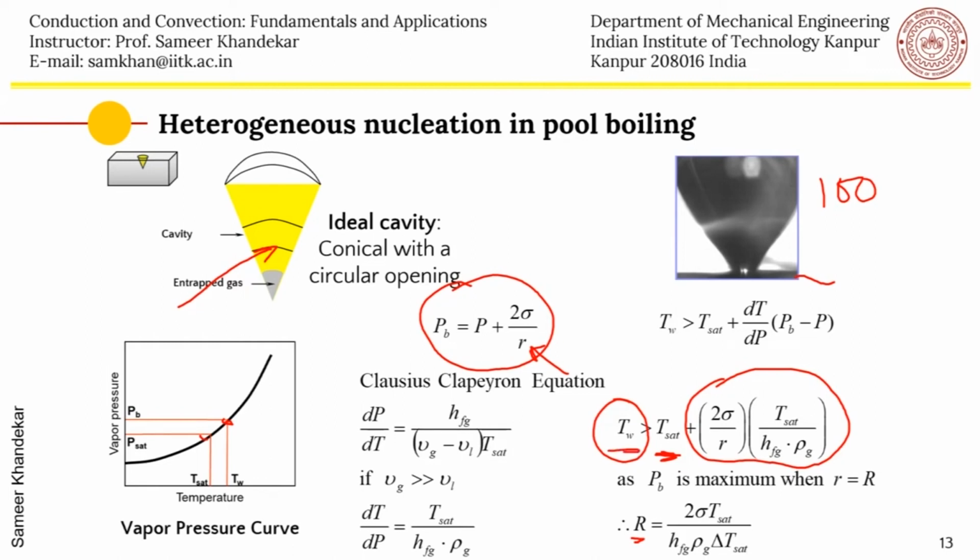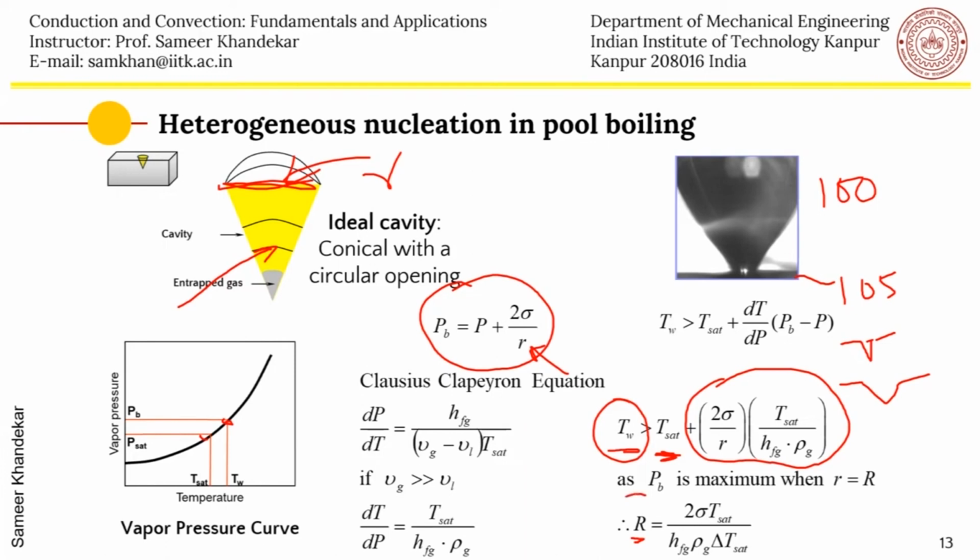So now in a real system, there will be smaller cavities, there will be larger cavities. So not all cavities will become active. Only those cavities which satisfy this condition at a given operating condition of T saturation, the surface tension of that particular liquid, the latent heat of that liquid, those are the only ones which will become active.